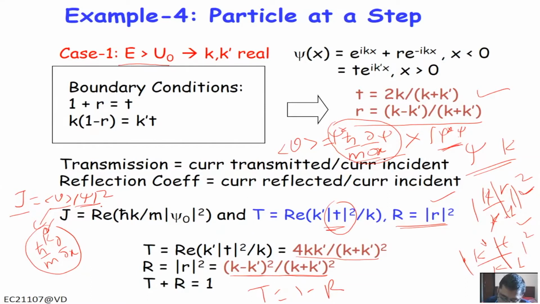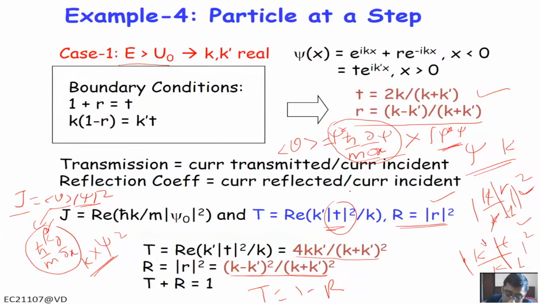And psi is the wave function. So psi square will be r square here, t square here, and 1 here, right? So psi square is okay, but it has to be multiplied by k, because k tells about the velocity with which it is moving, right? So this has to be multiplied by velocity to get the current. And that current will tell you the transmission and reflection coefficient. Okay. So psi square is multiplied by k.